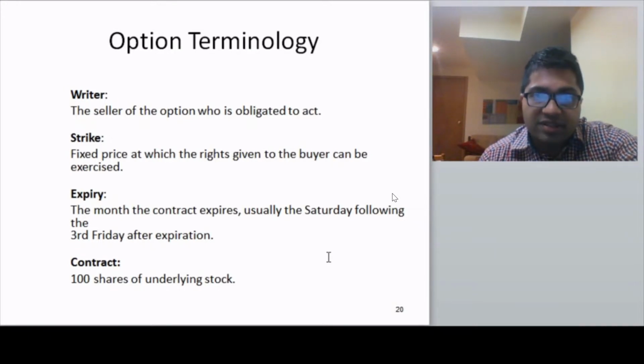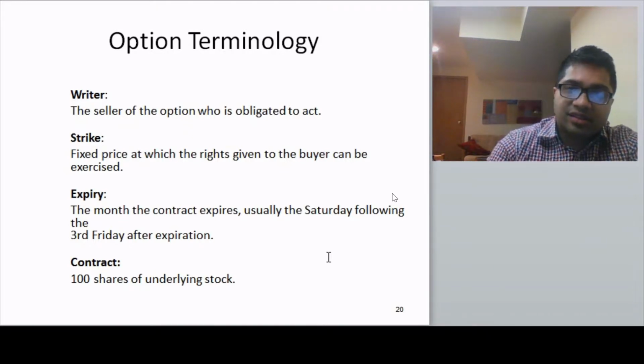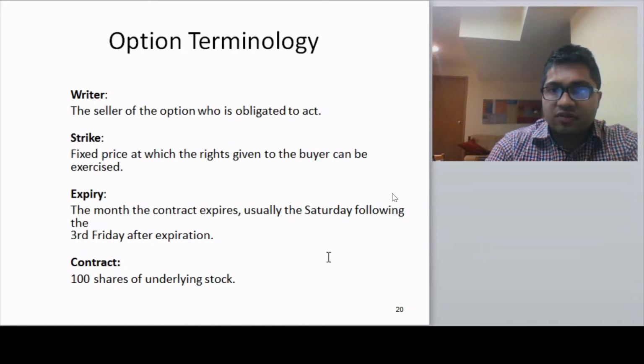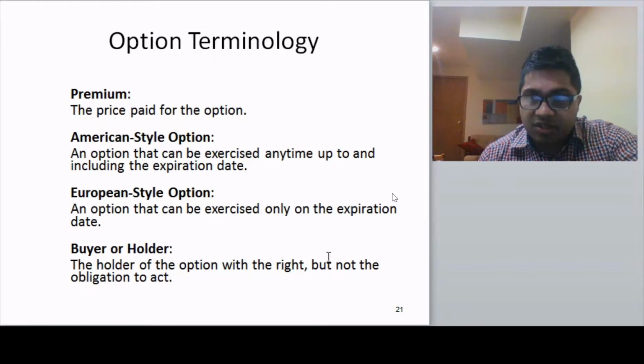Option terminologies. There is the writer, the seller of the option, who is obligated to act. Then there is the strike price, the fixed price at which the rights given to the buyer can be exercised. Expiry, the month the contract expires, usually the Saturday following the third Friday. Contract size: they are generally traded in multiples of 100. Premium, the price paid for the option, so the buyer pays premium to the writer.